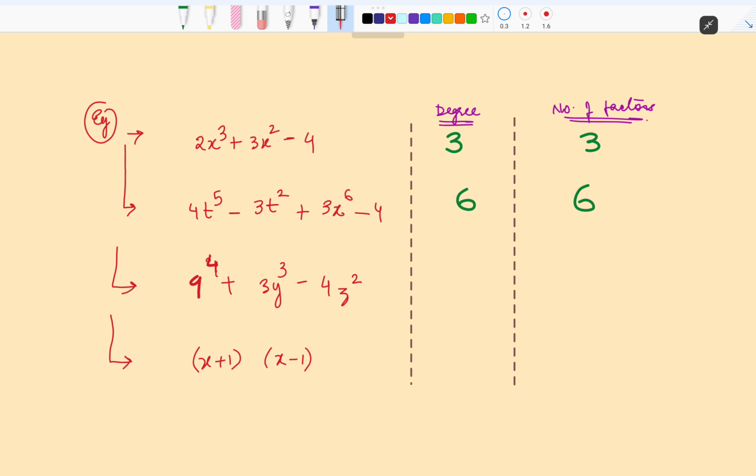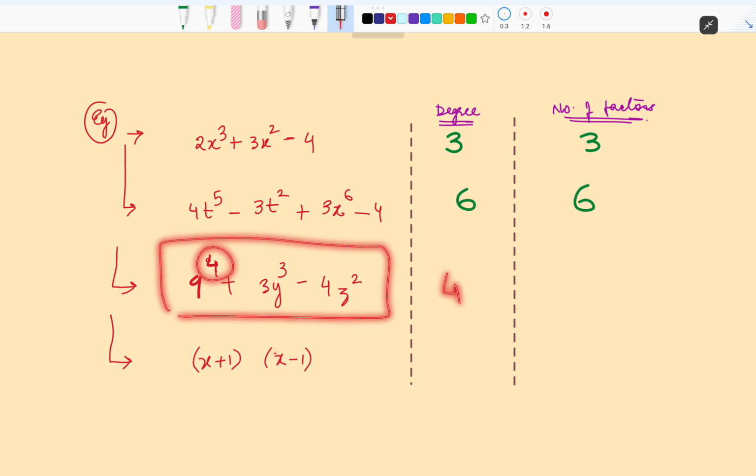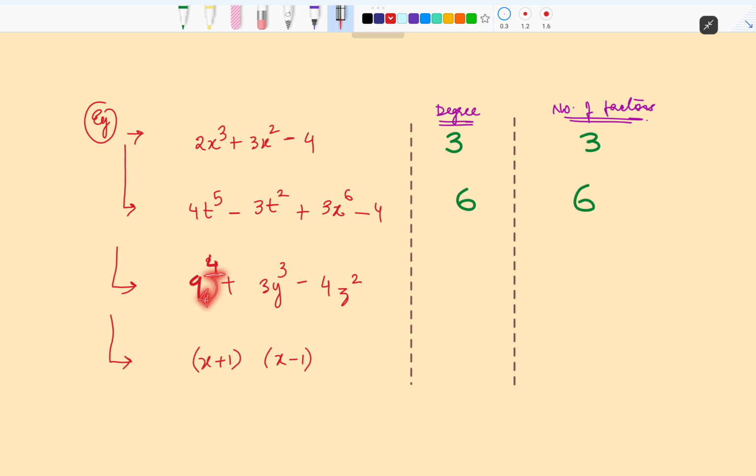Coming to the next one now, here look, 9 to the power 4 plus 3y cube minus 4z square. Here the highest power of this expression is no doubt 4. So would you say that the degree is 4? No, because this 4 is not the power of a variable, it's the power of a constant. So we are not going to consider this while we ascertain the degree. Degree will be ascertained by y cube or z square. Highest power kaun sa hai? Cube. So my degree of this polynomial is going to be 3, and the number of factors that this polynomial is going to have is obviously 3.